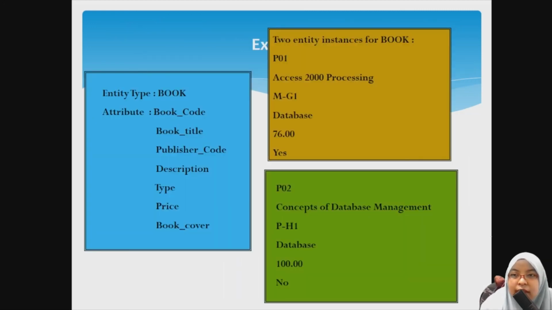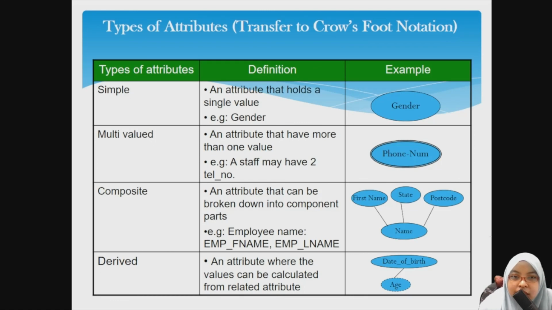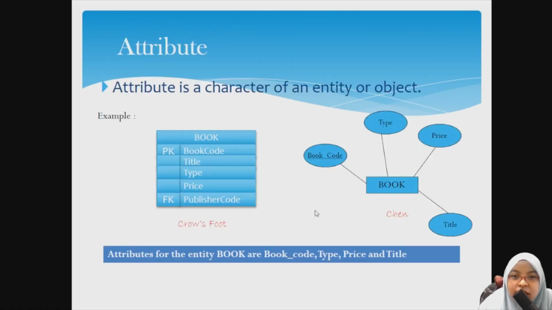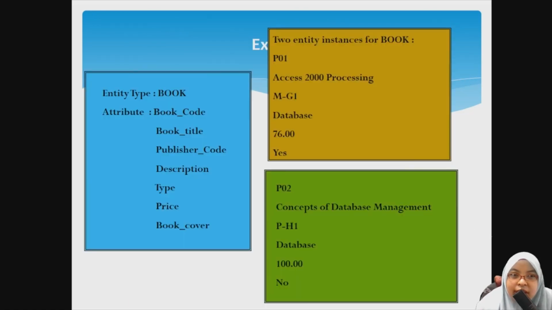So this is an example of the entities and the attributes. What you should do, based on these entities and attributes, is transform them into this kind of symbol, in the crow's foot symbol or Chen notation, and then submit it as the attendance for this part. That's all. Thank you and assalamualaikum. Later on we continue with the relationship.